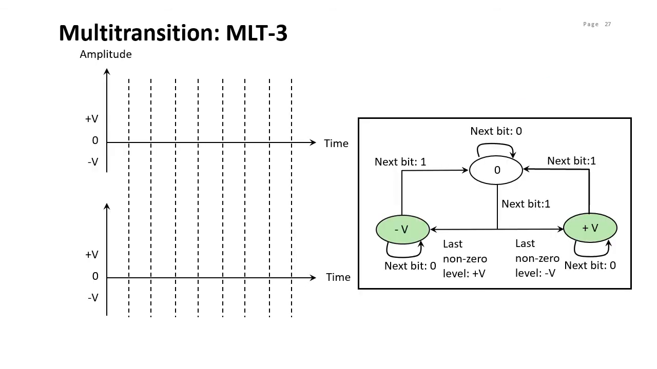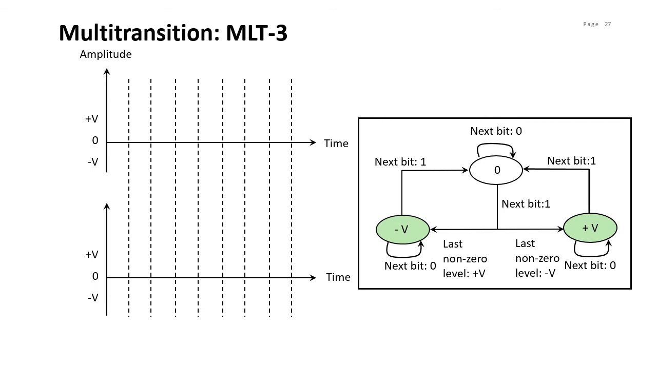The behavior of MLT3 is best described by the state diagram shown here on the right. The 3 voltage levels, that is negative V, 0 and positive V, are shown by the 3 states or the oval shapes. The transition from one state or level to another is shown by the connecting lines.